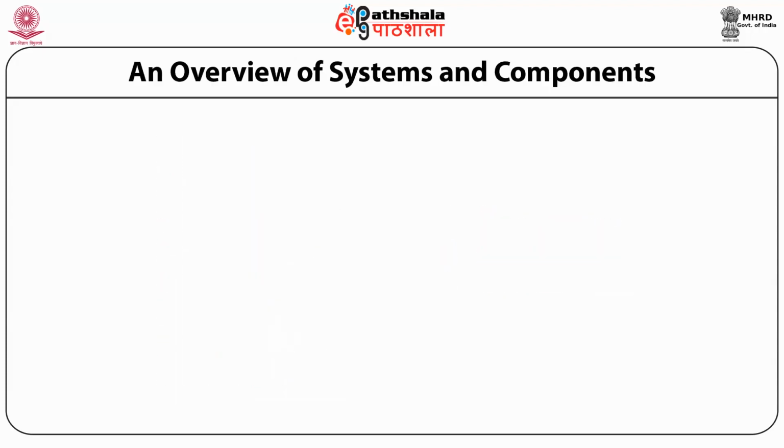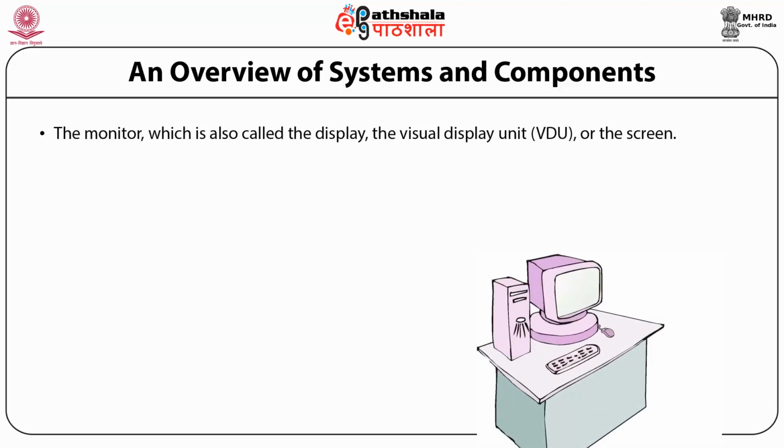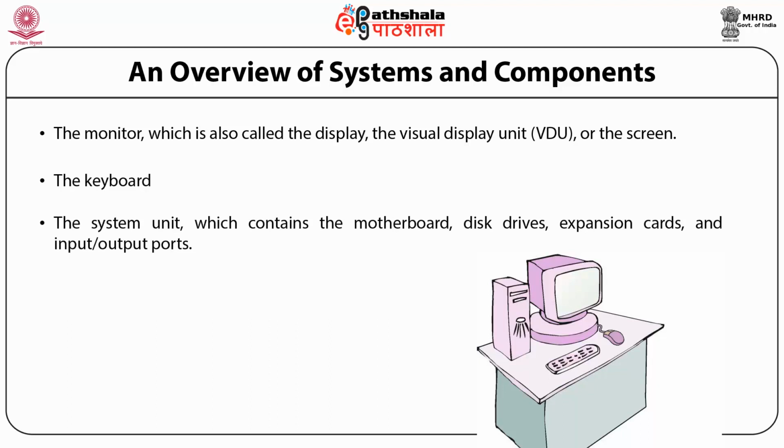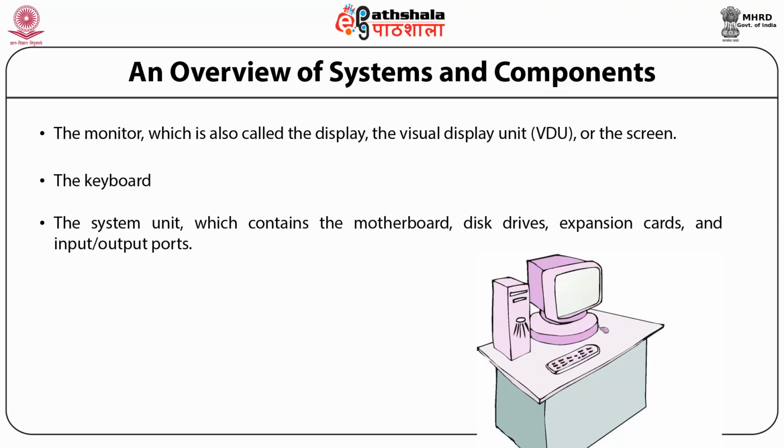Let us have an overview of systems and components. First component, the monitor, which is also called the display, the visual display unit (VDU) or the screen. Second component, the keyboard. Third component, the system unit, which contains the motherboard, disk drives, expansion cards, and input-output ports.